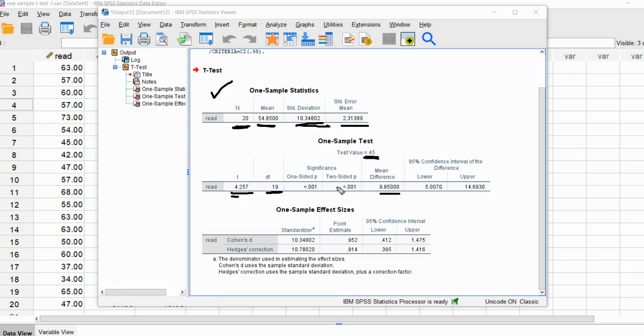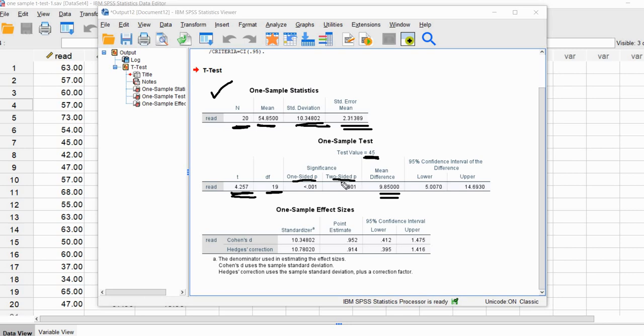So the t-value that's given right here is formed as a ratio of the mean difference to the standard error of the mean right here. So that's how this is computed. And you'll notice that we have p-values. It says one-sided p and two-sided p.